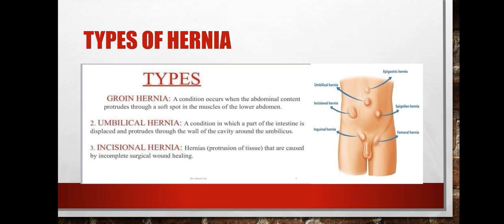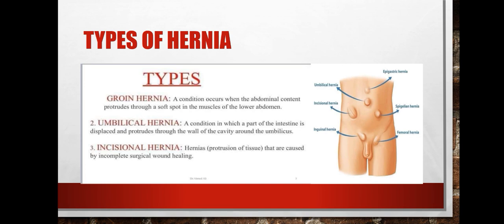Incisional hernia is a protrusion of tissues caused by incomplete surgical wound healing. It means it's a complication of surgery, so it happens after the surgery. The organ is displaced from the surgical cuts, and even after recovery, it happens.